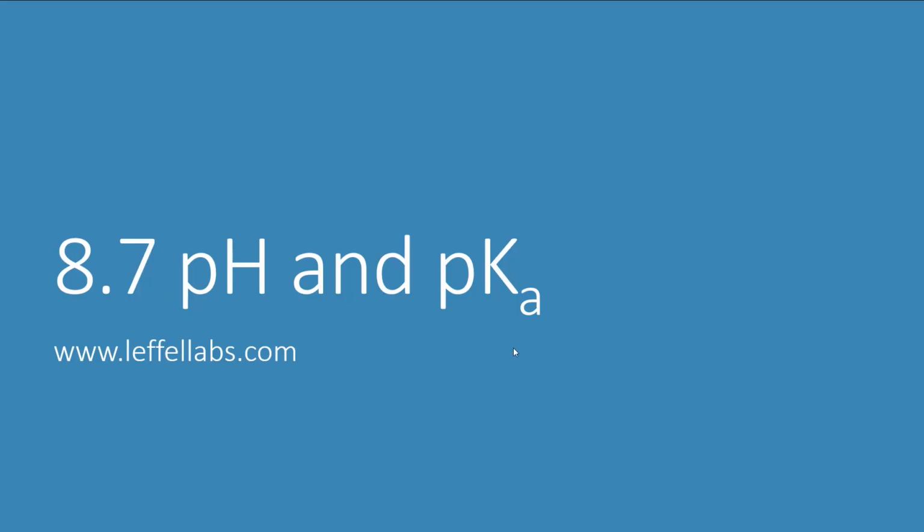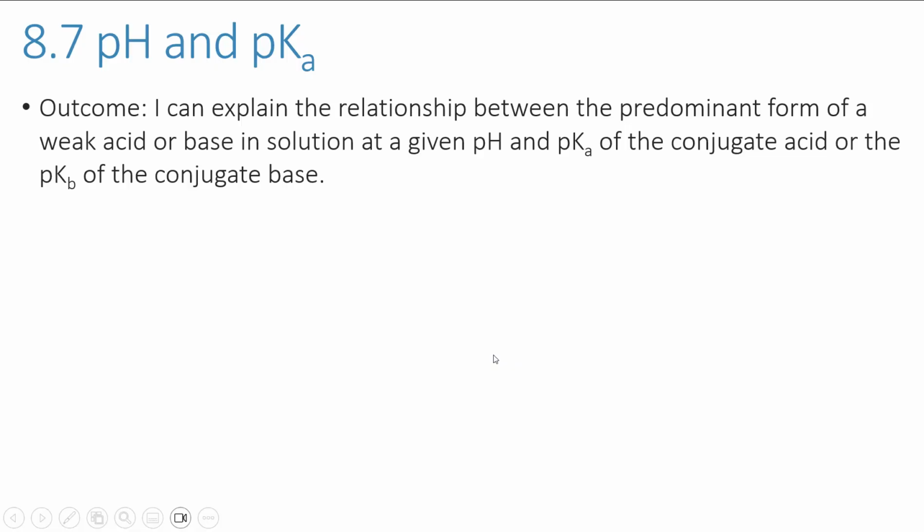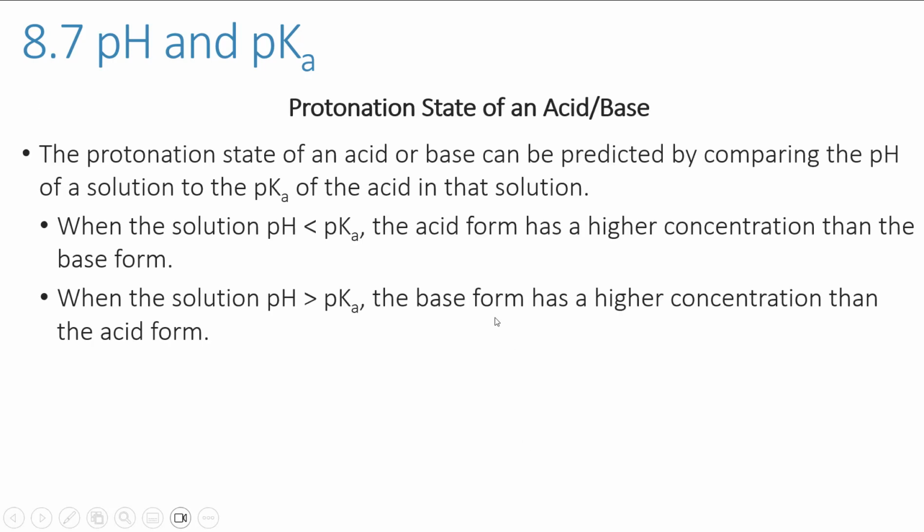8.7, pH and pKa. So the outcome is I can explain the relationship between the predominant form of a weak acid or base in a solution at a given pH and pKa of the conjugate acid or pKb of the conjugate base. So we're going to be looking at the relationship between pH and pKa, and based on how those numbers compare, we can predict whether we have a weak acid or a weak base in solution, which form would be predominant.